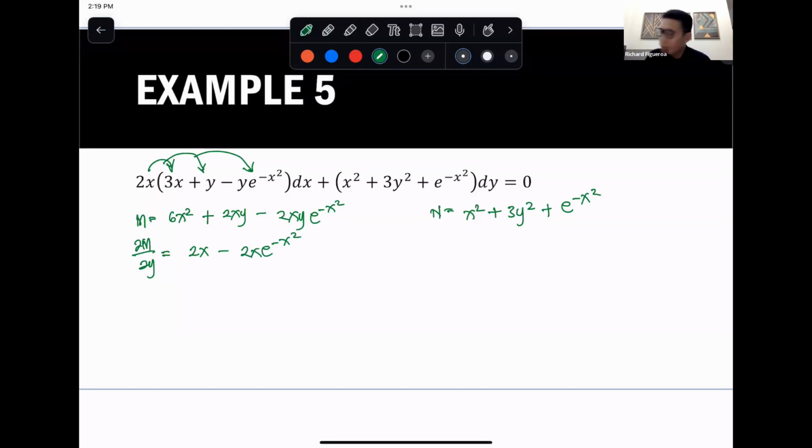Now for N, with respect to x: x squared will be 2x. 3y squared will be 0. The derivative of e raised to negative x squared will be e raised to negative x squared, then the derivative of negative x squared is negative 2x. So thus, it is an exact equation.